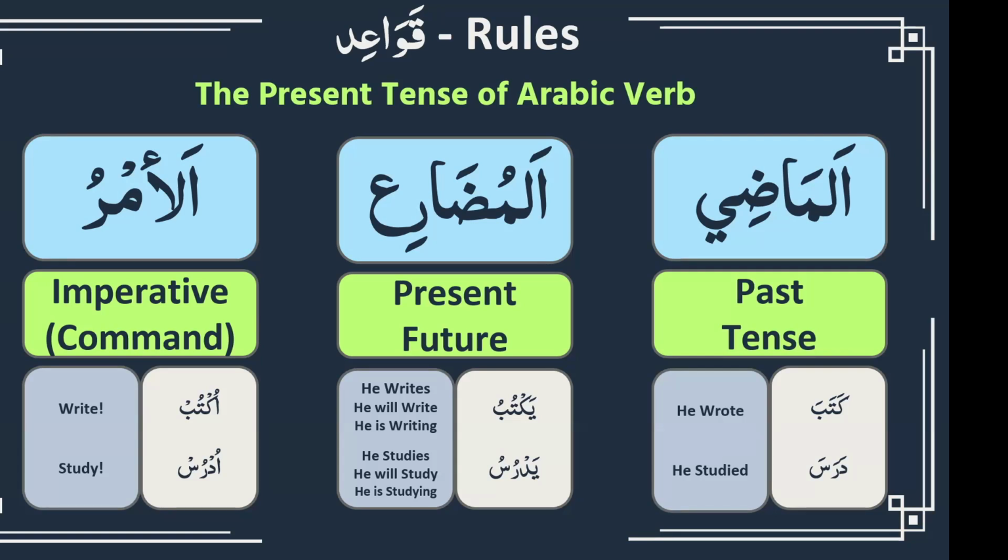Yadrusu can be used for he studies, he will study, or he is studying, meaning that it can be used for the present and the future. The Amr, which is an imperative command, we will learn in book number 4. So primarily in book number 3, lesson number 10, we'll go over the present future, inshallah.